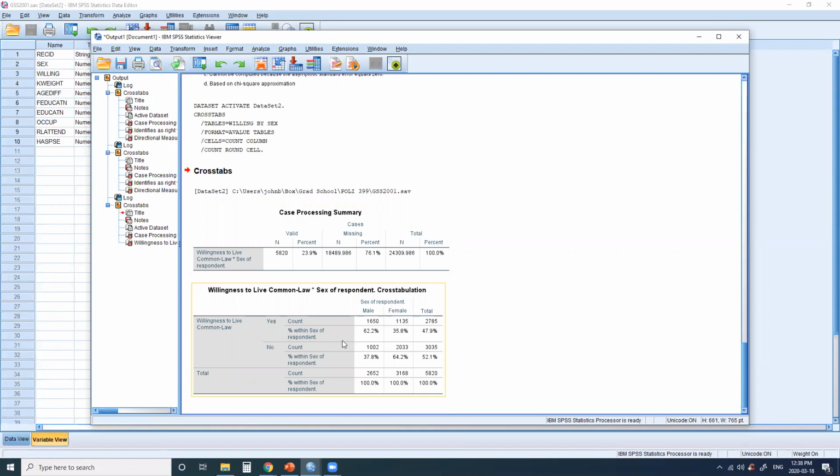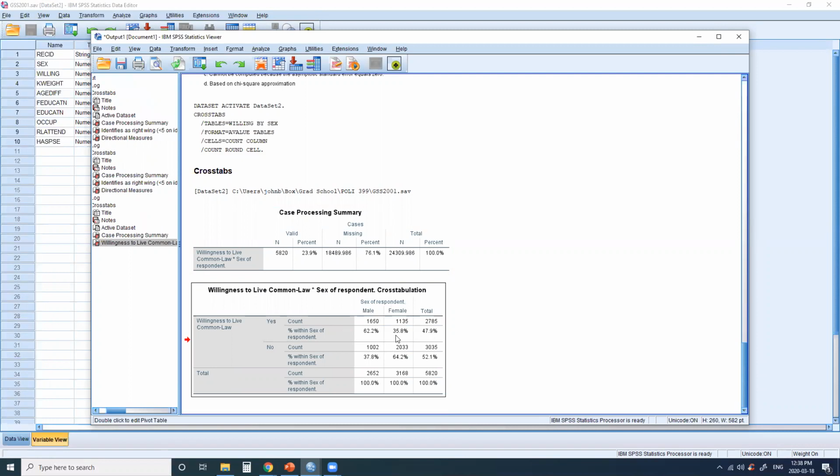So men, 62.2% of men are willing to live common law, but only 35.8% of women are willing to live common law. So that's a difference of 26.4 percentage points, or almost twice, right? So men are almost twice as willing to live common law than women. Or I guess, sorry, so males versus females, since we are talking about sex and not gender here, right? So that's a gap between the sexes of 26.4%, right? That's quite a big gap.